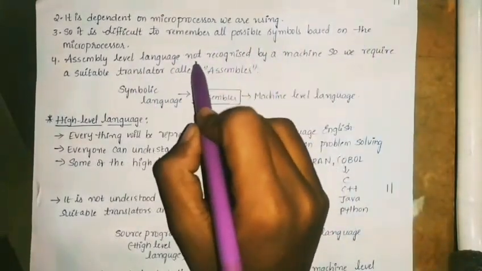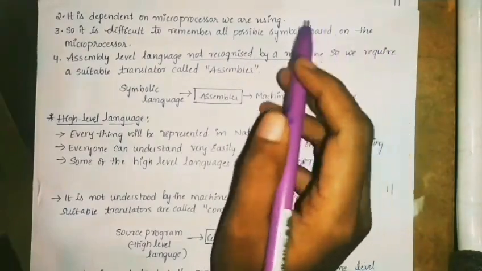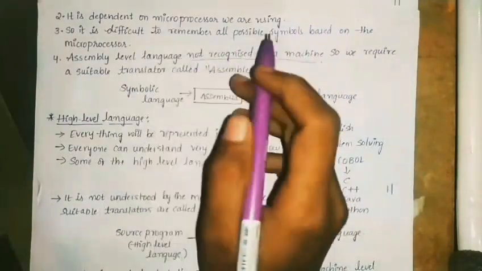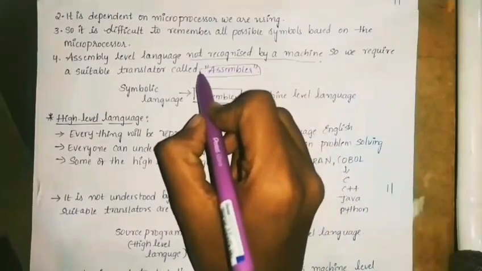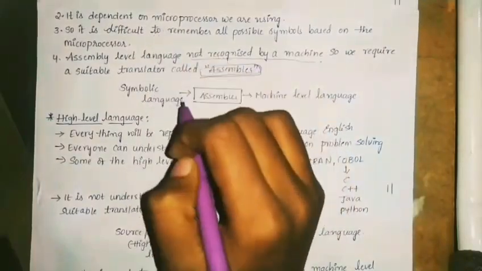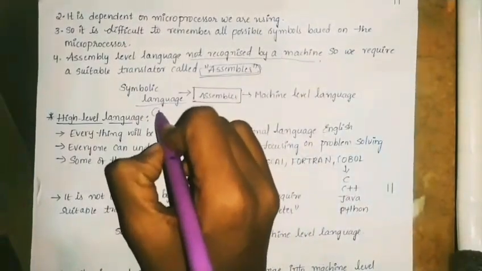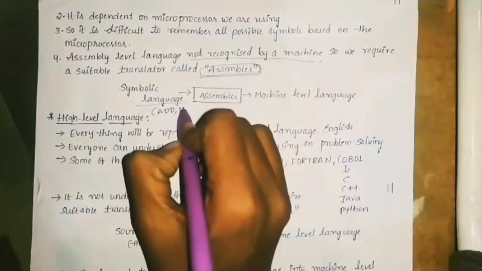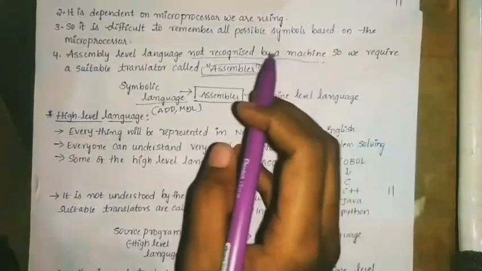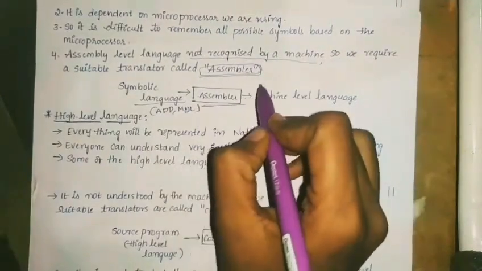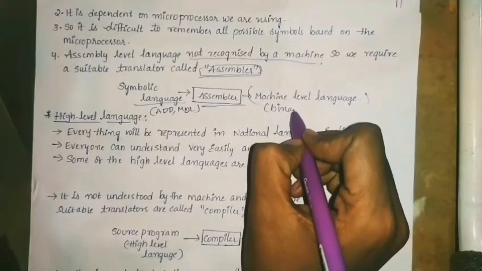So assembly level language is not recognized by a machine, so we require a translator called an assembler. We use the assembler translator in assembly level language, which converts symbolic language, like the add and mul we are using, into machine level language. We already know machine level language is the binary format.